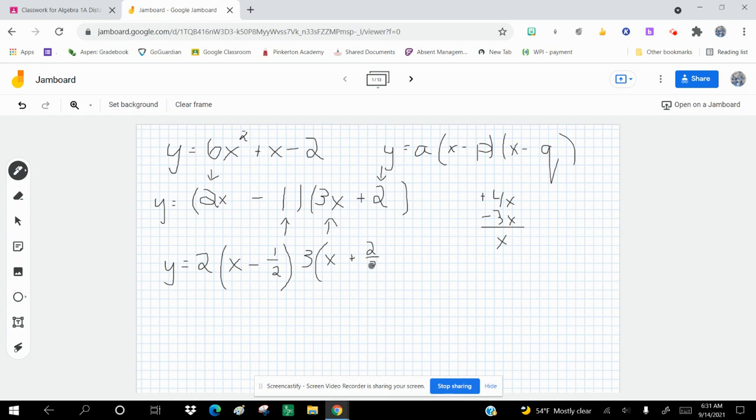So now I'm almost there because now I just have this 2 and 3, which I'm going to multiply back together again. So my final answer will be 6 times x minus 1/2 times x plus 2/3. This will tell me that my a value is 6 and my two intercepts are positive 1/2 and negative 2/3. I hope this helps.